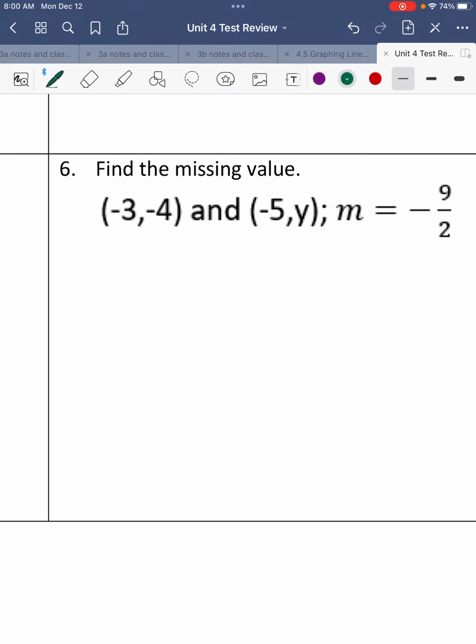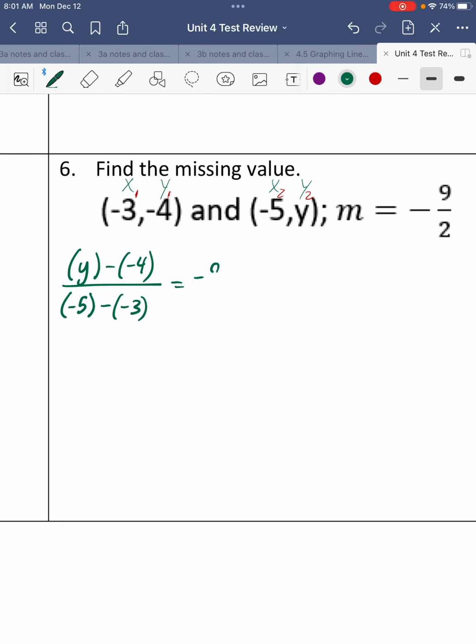Number 6. We have x, y, x, y. Which one's going to be your first coordinate? Which one's going to be your second coordinate? And let's start substituting in. So we have y2. I don't know what that is. Minus y1 over x2 minus x1 equals, we have the slope.